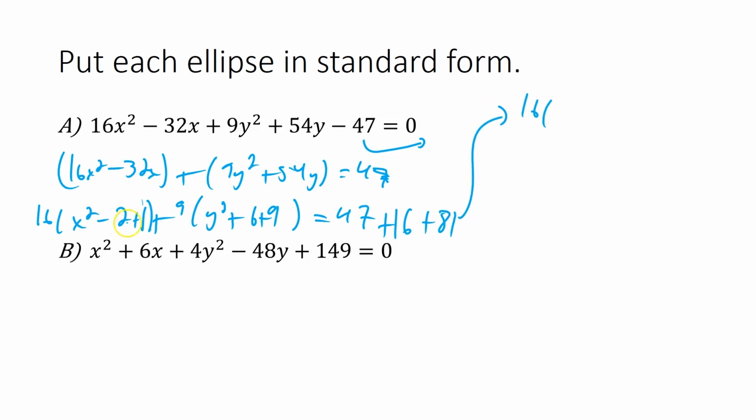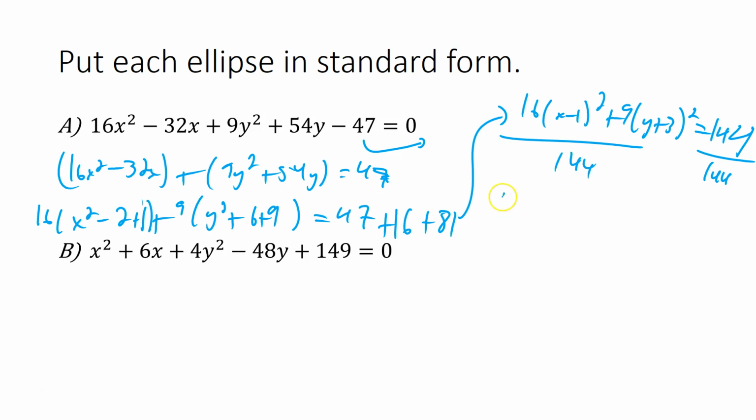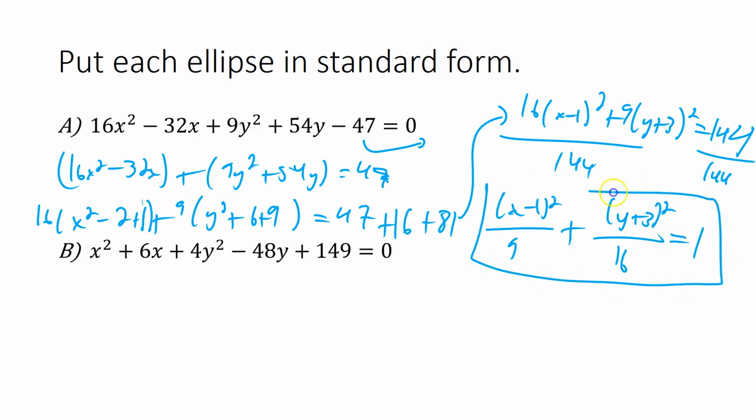We can factor now. This should be (x minus 1) squared. This should be (y plus 3) squared. And it's all equal to, let's see, 47 and 16 are 63. 63 plus 81 is 144, which happens to be 16 times 9. Great. So we divide both sides by 144. So we have (x minus 1) squared divided by 9 plus (y plus 3) squared divided by 16 equal to 1. And there's your equation, your standard form.